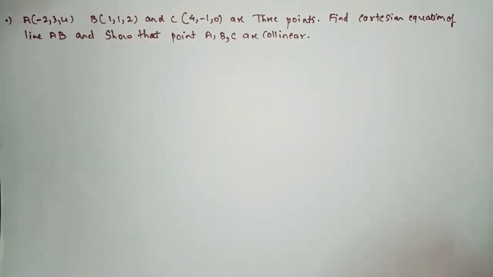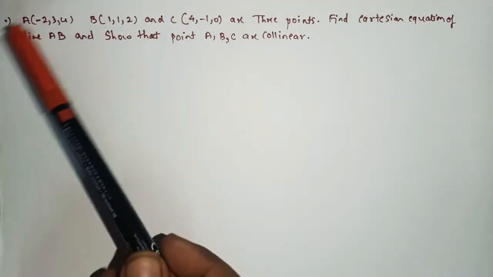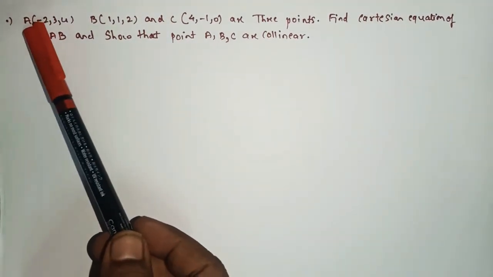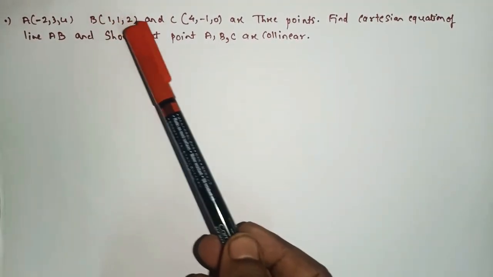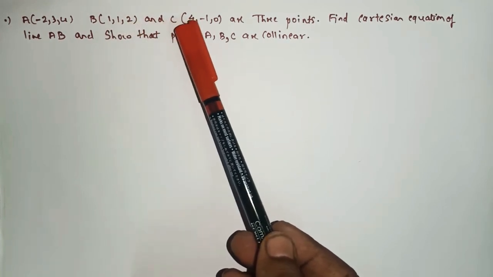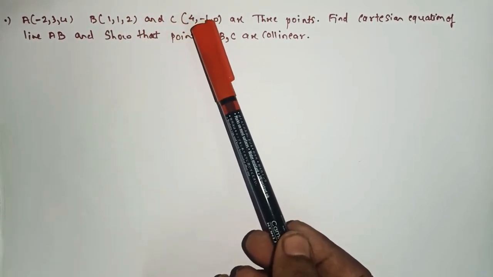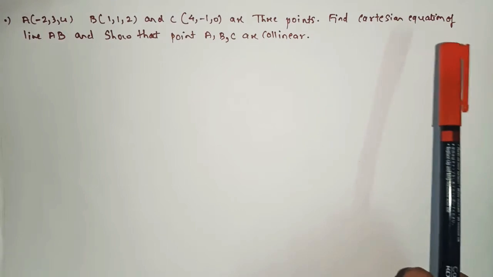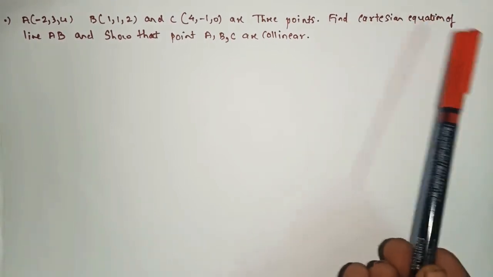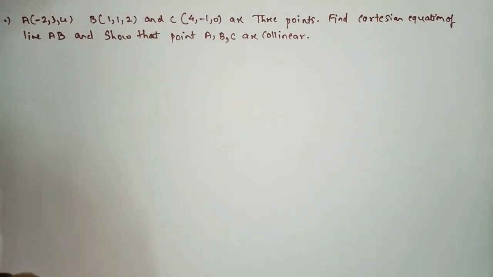So now let's begin with the sums based on the Cartesian equation, as the sums are from exercise number 6.1. So here we have the first one. It says that A(-2, 3, 4), B(1, 1, 2), and C(4, -1, 0) are the 3 points. Then you have to find the Cartesian equation of line AB.